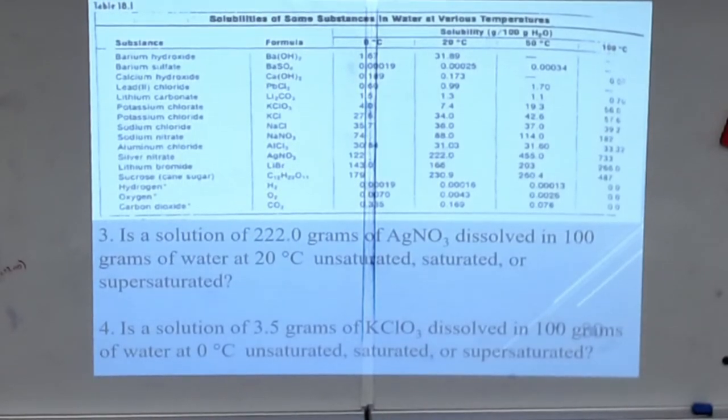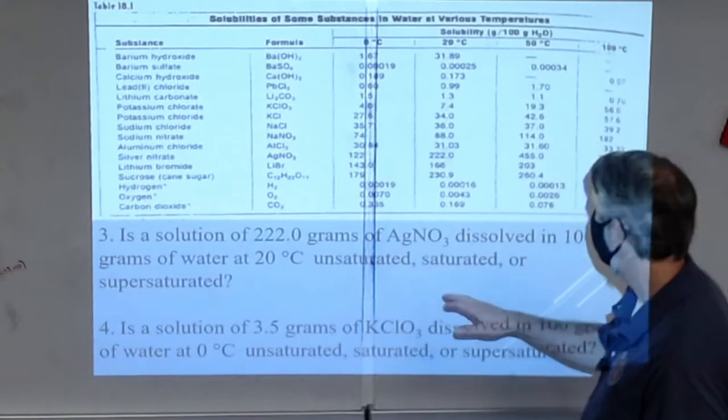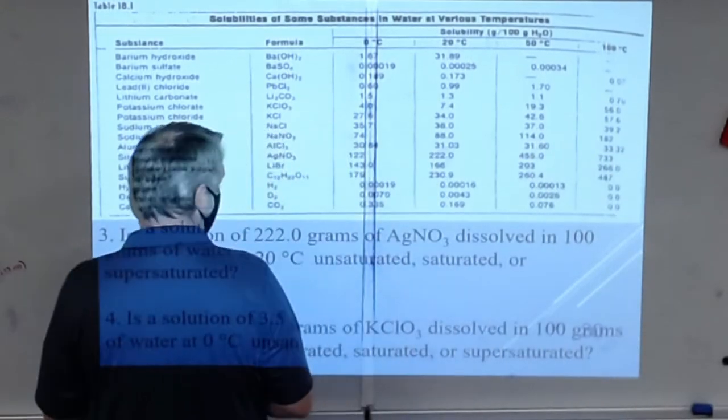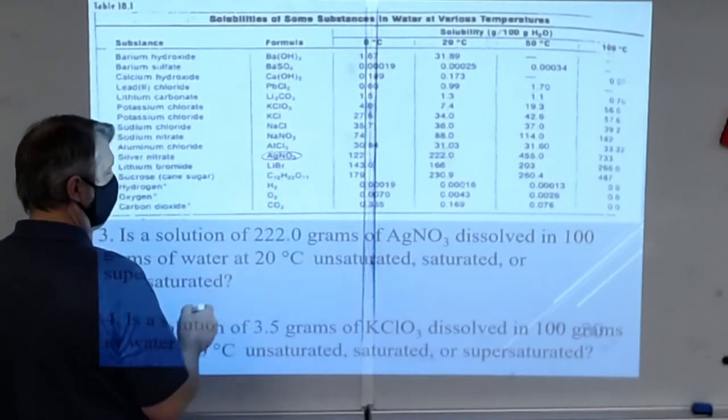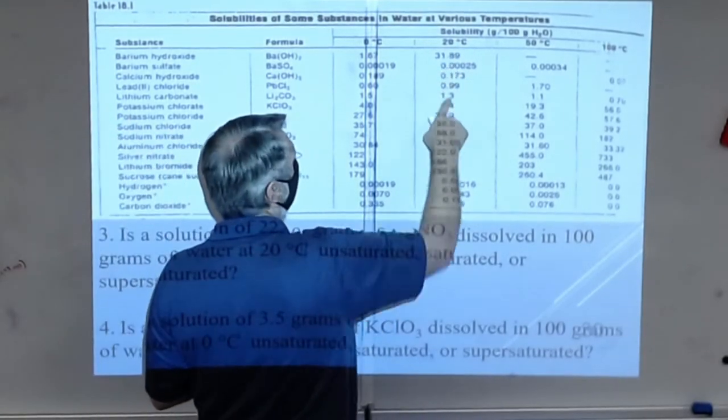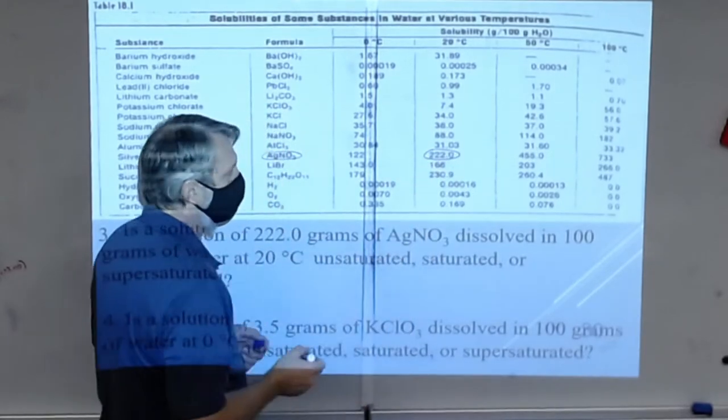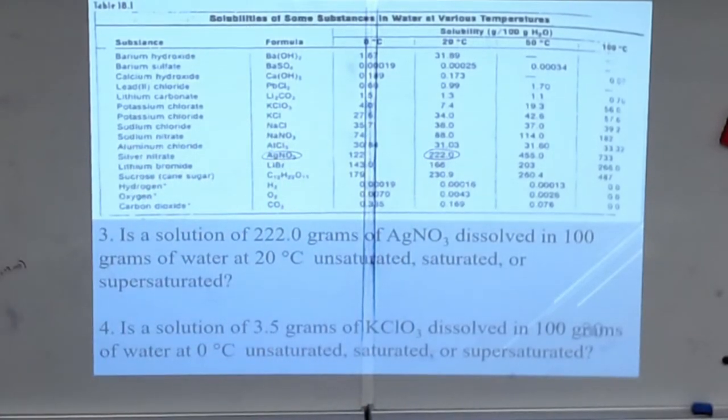How about a solution of 222 grams of silver nitrate dissolved in 100 grams of water? Let's go to silver nitrate. Let's find that. That's here. 20 degrees. It's here. Bring those two down. If I have dissolved 222 grams, I'm now considered what? Saturated. This solution is holding just as much silver nitrate as it possibly can. I can't put any more in it. All right. How about the next one?